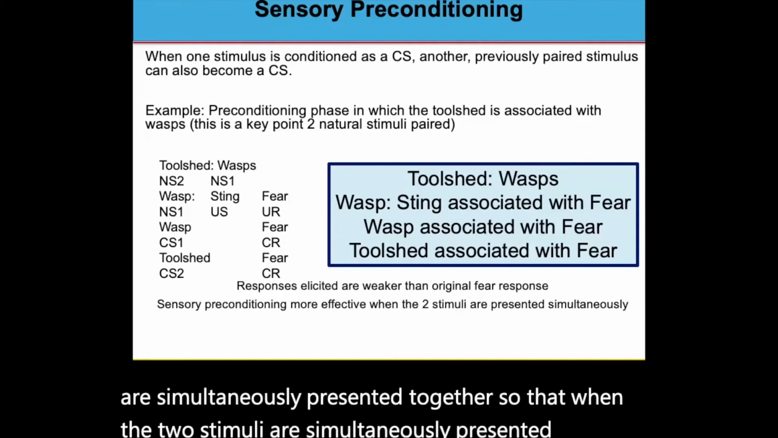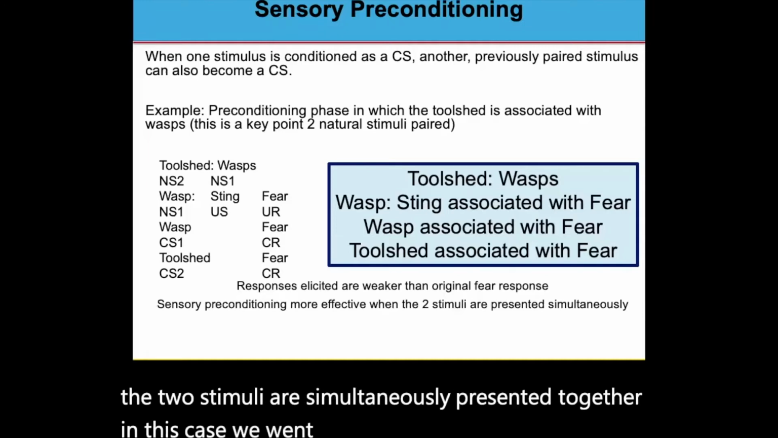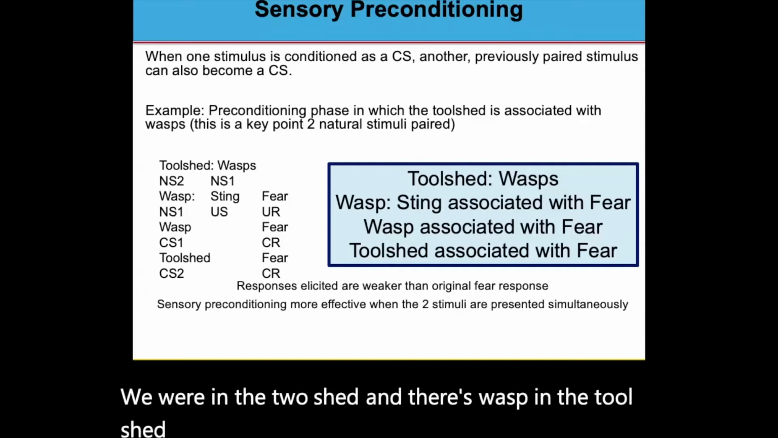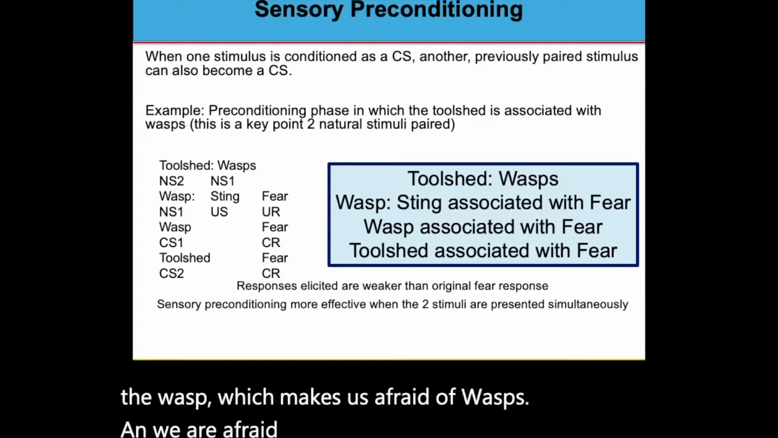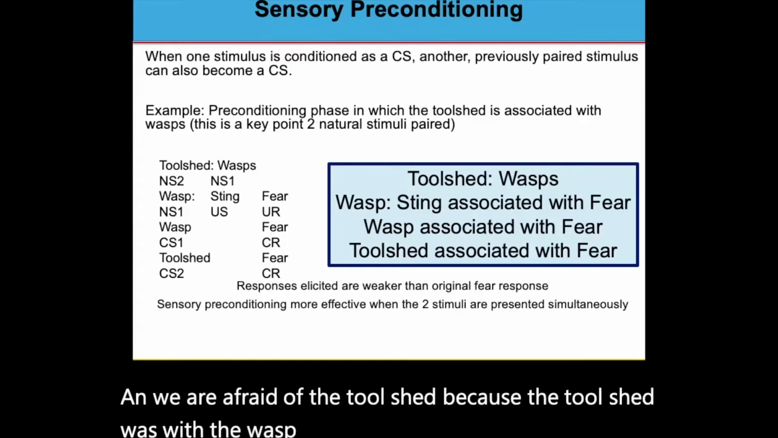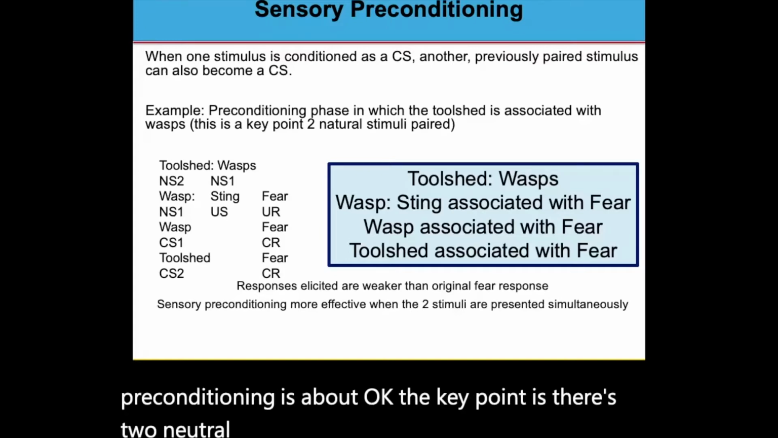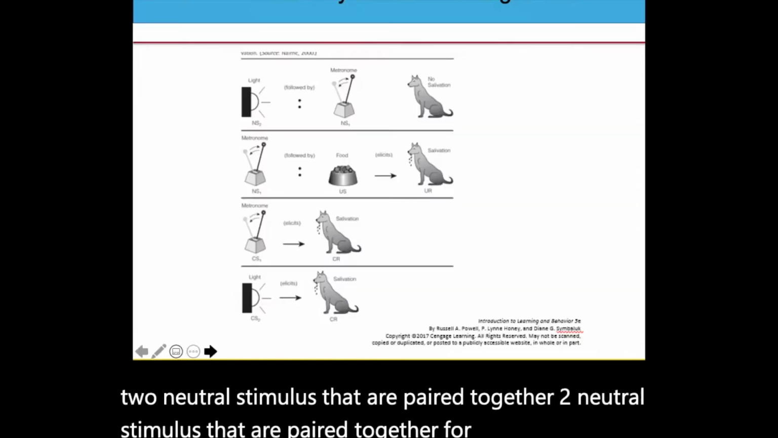In this case, we went to the tool shed, we were in the tool shed, and there's a wasp in the tool shed. So we got stung by the wasp, which makes us afraid of wasps, and we are afraid of the tool shed because the tool shed was with the wasp. That's what sensory preconditioning is about. The key point is there are 2 neutral stimuli that are paired together for preconditioning.